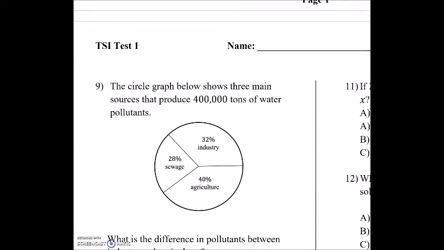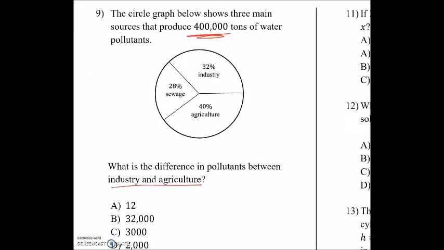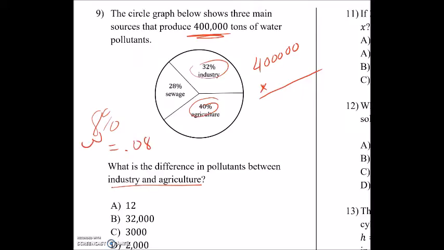Looking at number 9, it's asking us to look at the circle graph, and we need to understand that the 400,000 is all together, but they want to know what is the difference, according to the question, between the industry and agriculture. So when we subtract these two, the difference is 8%. So we want to know what is 8% of the 400,000. Now, please remember, when you have a percent, you move the decimal twice to the front, so this becomes 0.08. So we go ahead and multiply that.